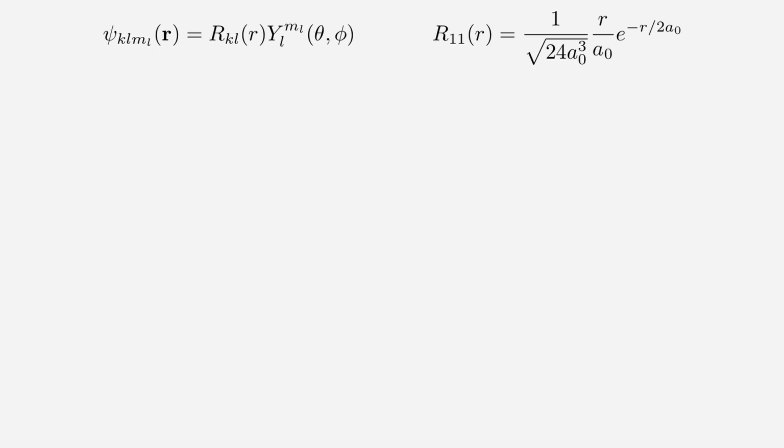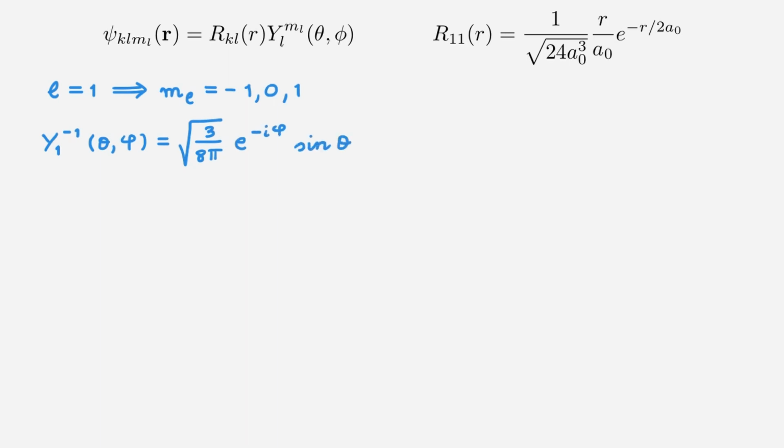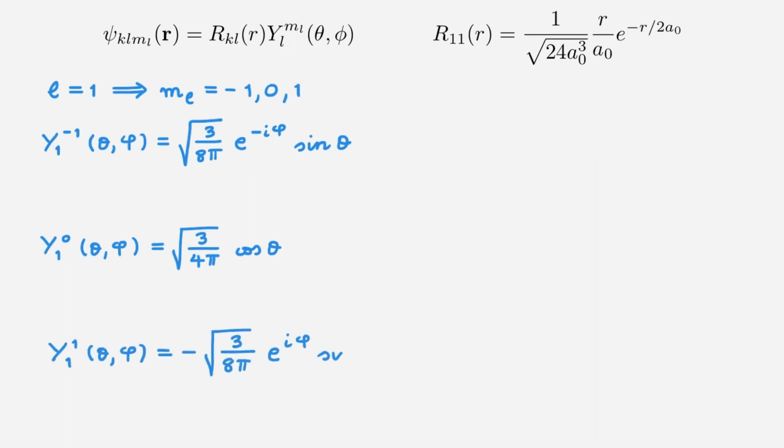Finally, the full eigenfunction is given by the product of the radial function and the corresponding spherical harmonic. As L equals 1, then ML has 3 possible values, -1, 0, and 1. Using the results from the video on spherical harmonics, we have that y1 minus 1 is equal to this expression, y10 is equal to this expression, and y11 is equal to this other expression.